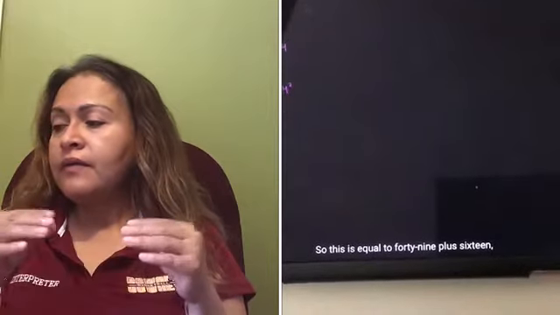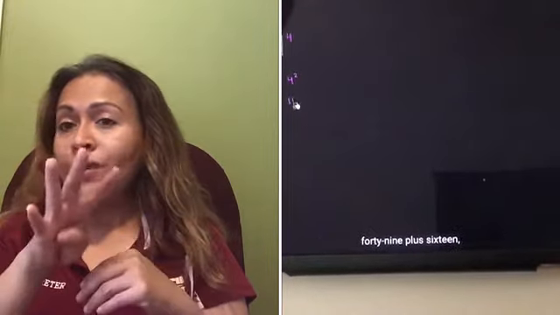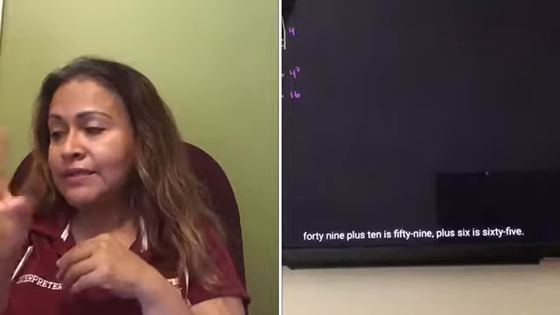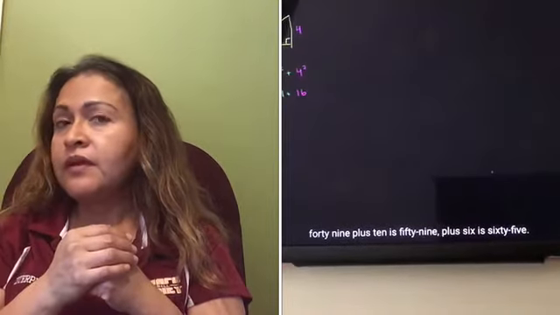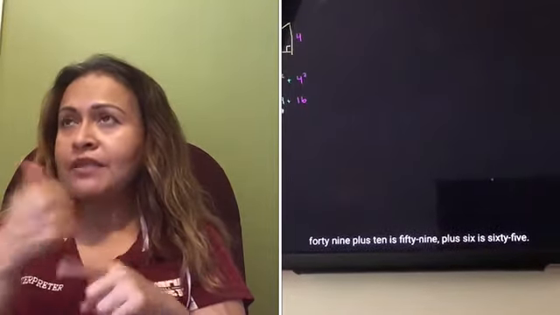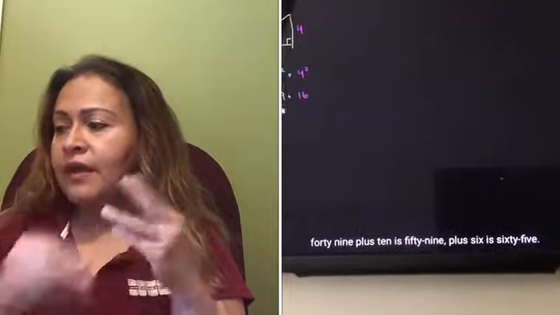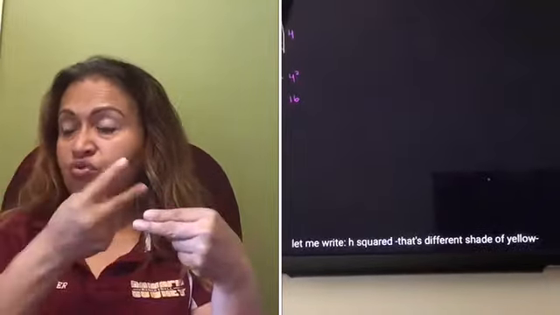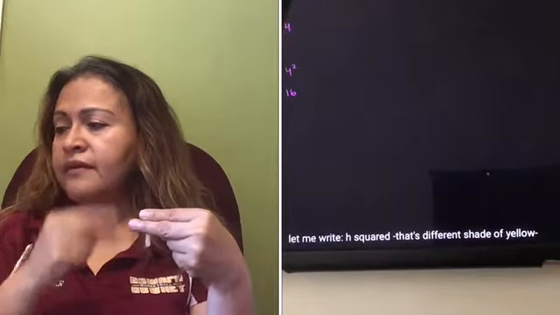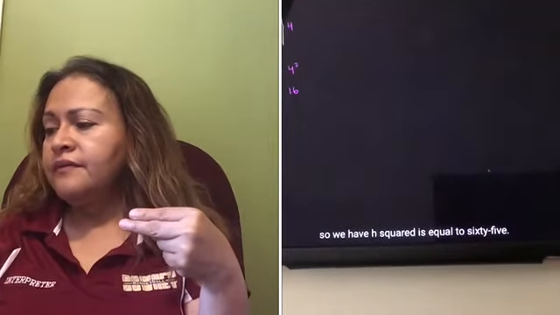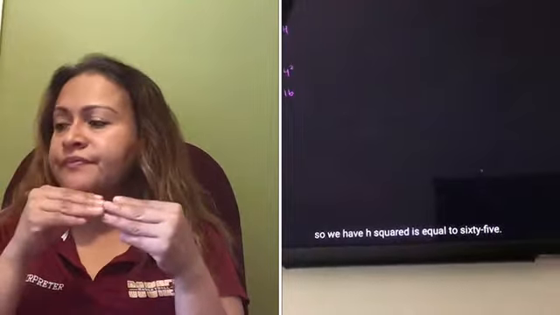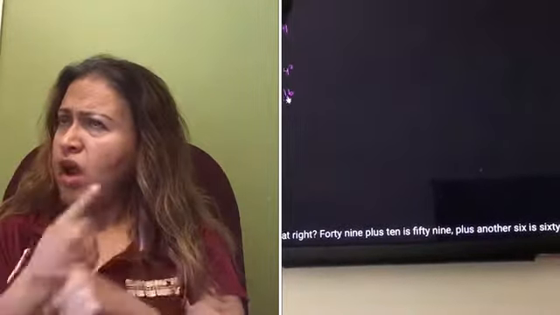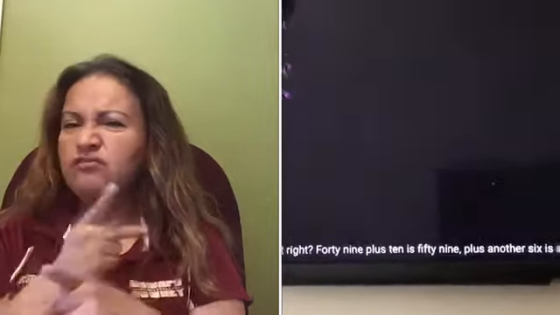So this is equal to 49 plus 16. Let's see, 49 plus 10 is 59, plus 6 is 65. So we have h squared is equal to 65. Did I do that right? 49 plus 10 is 59, plus another 6 is 65.